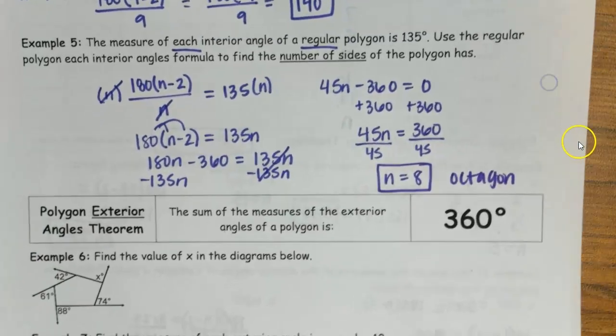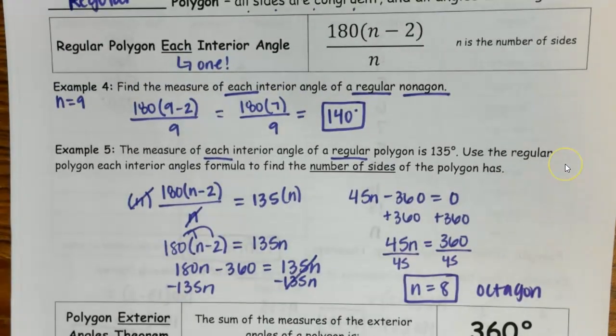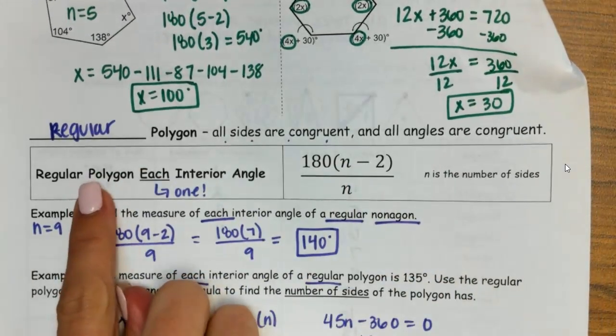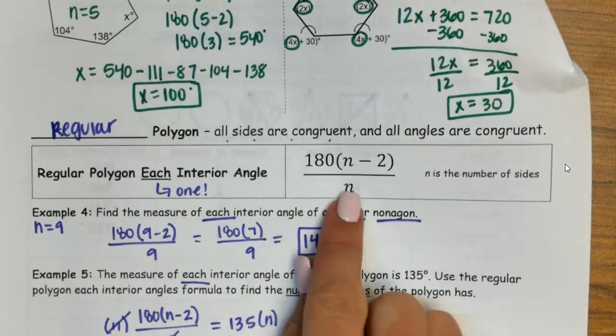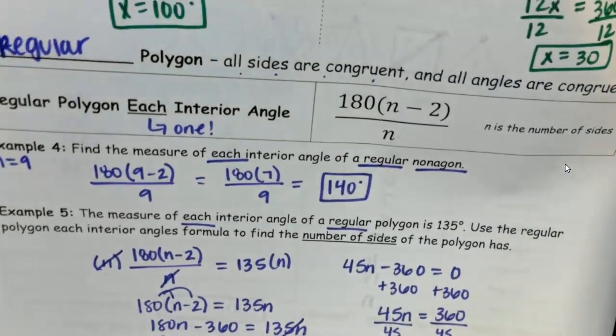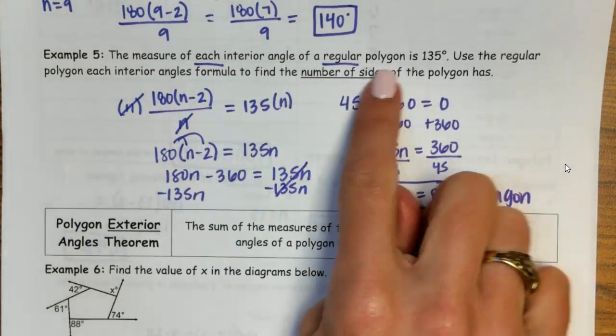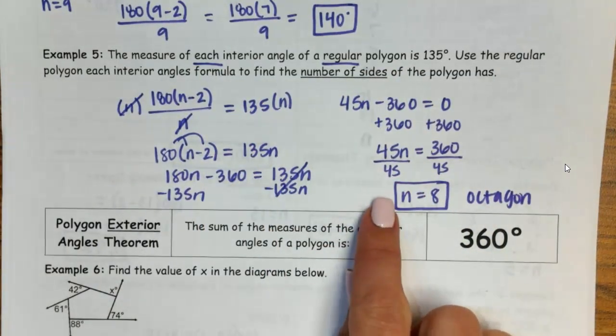Okay, so that is everything interior, right? We had a sum of interior angles, and then when it's regular, and I just want to find one, I can divide by the number of sides because they're all the same, right? And I can do it the other way where I'm given the angle and then I have to use my formula to solve for n.